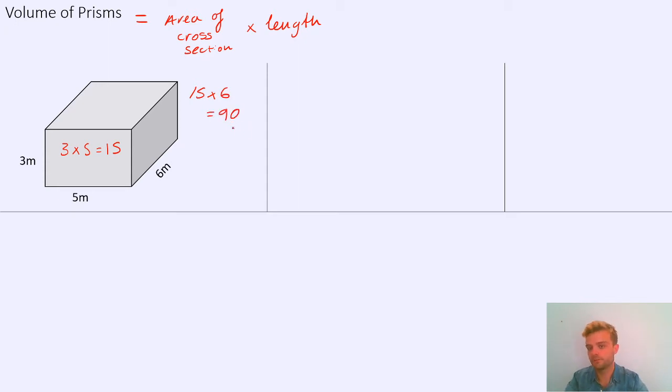Now this is a volume, so the units are going to be meters cubed. Because volume is talking about 3D space, the amount of space a shape takes up. And if you think about a cube, that is a 3D shape. So when we say it has a volume of 90 meters cubed, we are literally saying we can fit 90 cubes of 1 meter by 1 meter by 1 meter in that shape. And that's it, that's the volume of that prism.